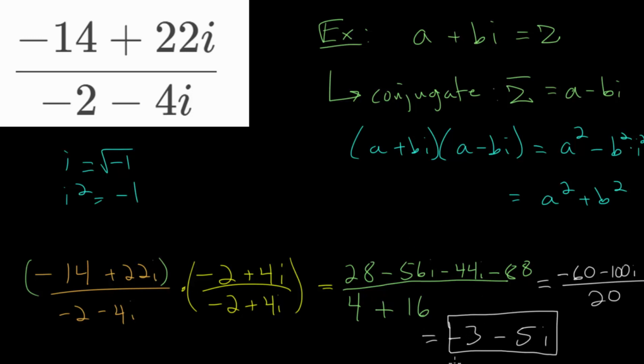And you could check this with a calculator if you know how to use complex number arithmetic on your calculator. Or we can check this by just multiplying our answer by this denominator, -2 minus 4i, and we should get back this numerator here.